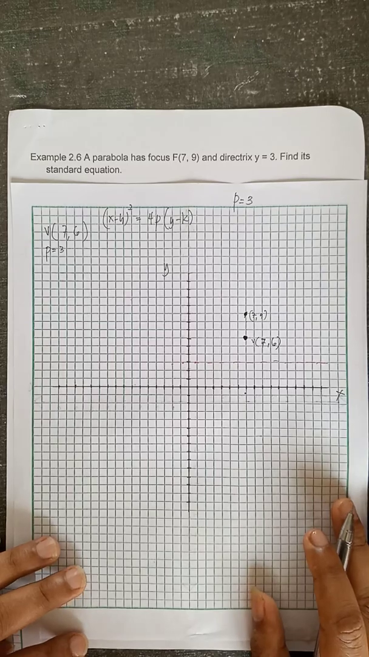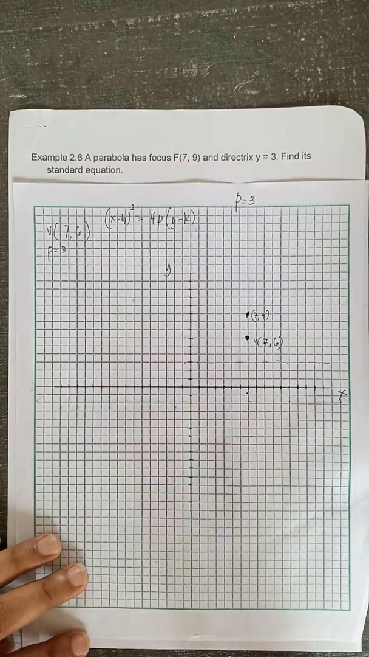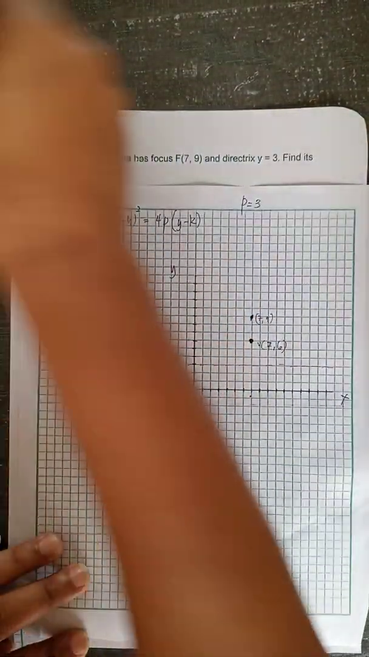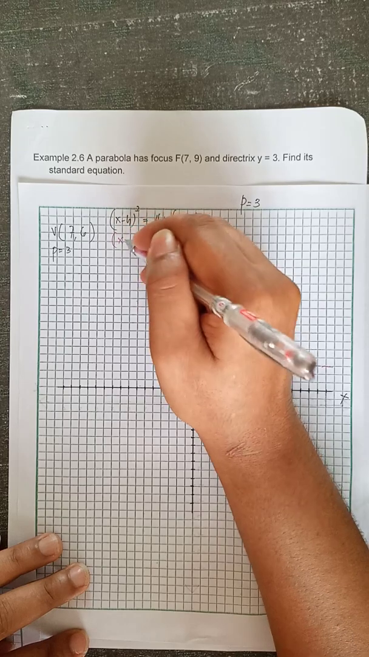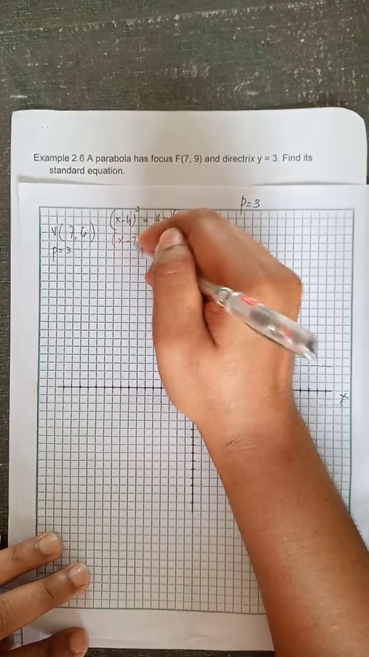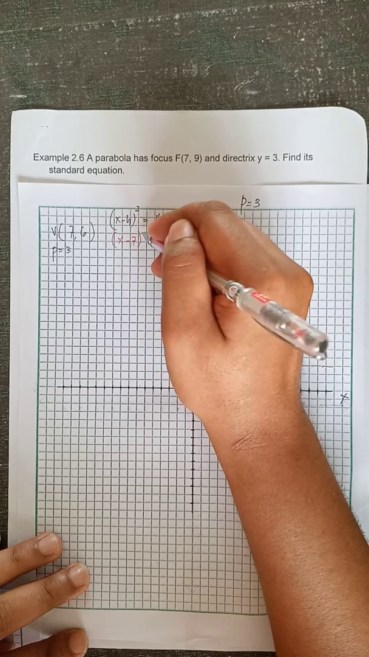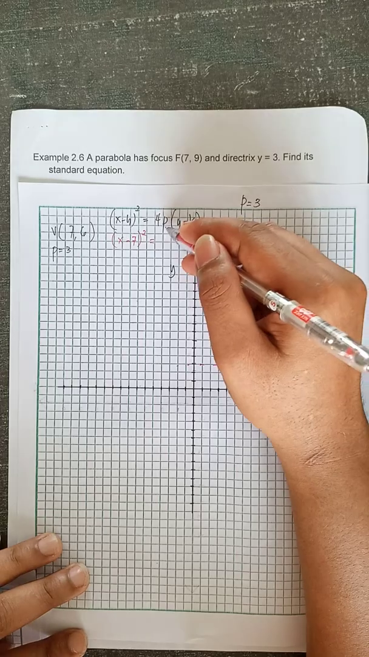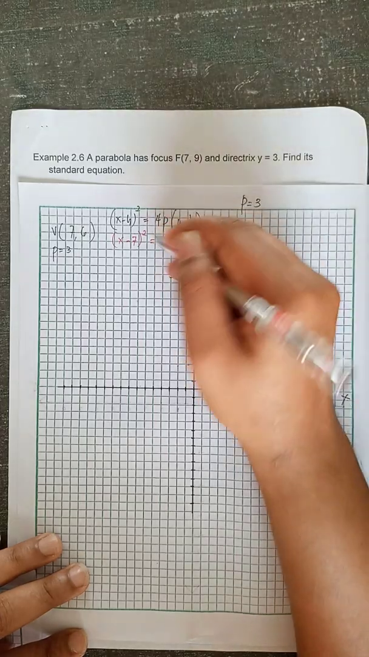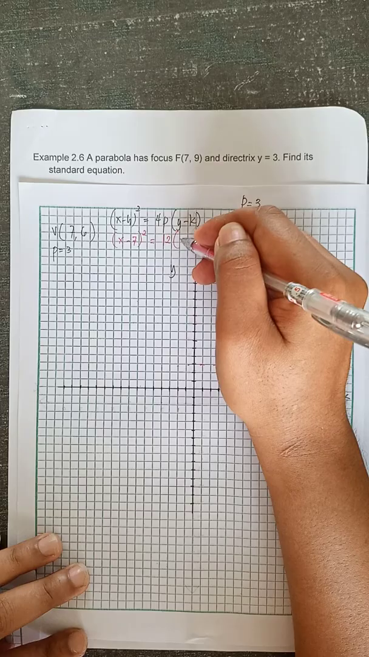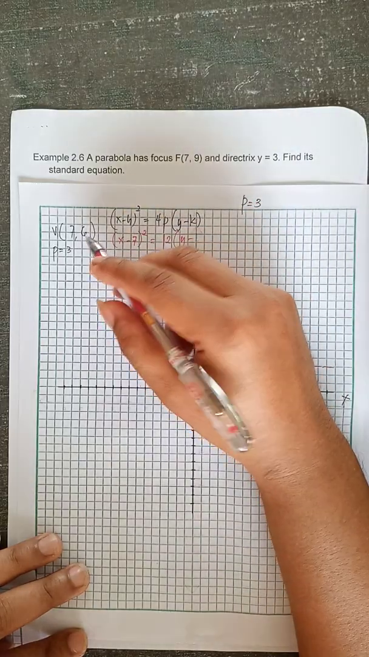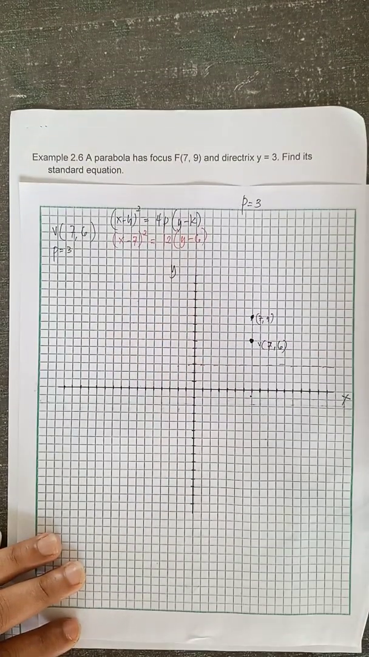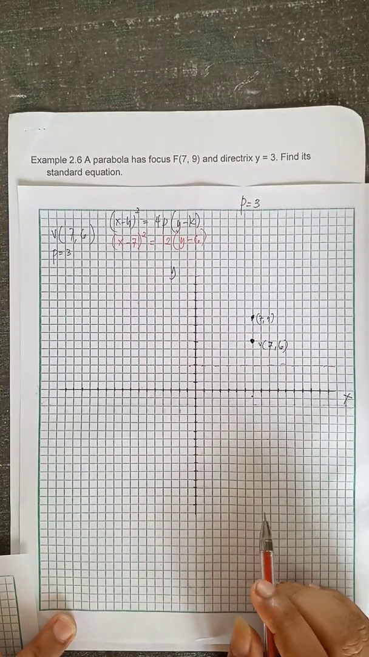So we can now get the standard equation of the parabola. Substitute this. We have x minus h, that is 7, squared equals 4 times p; since our p is 3, that is 12 times y minus k, which is 6. That is our standard form. So we have obtained the standard form.